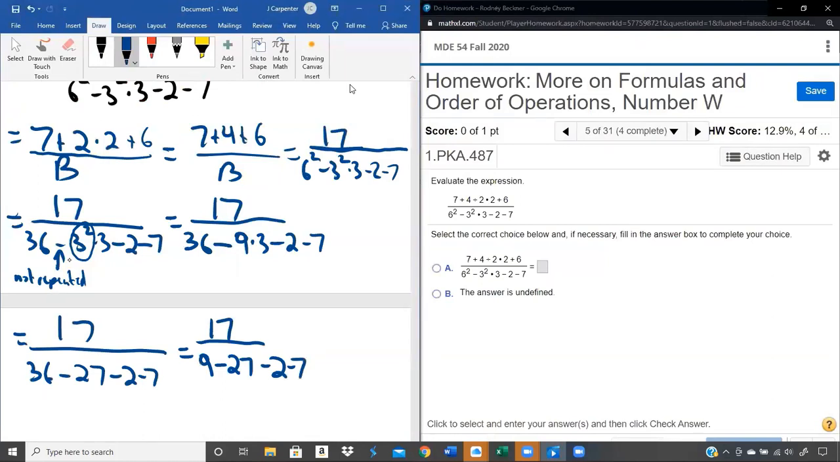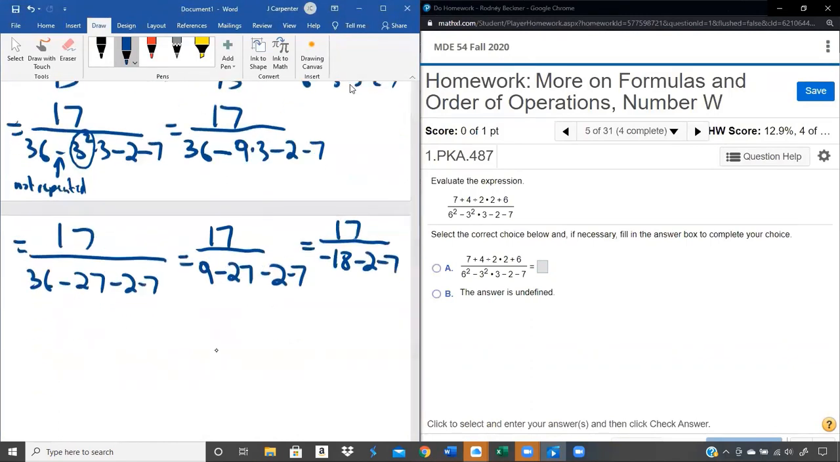All right, then the 9 minus 27, those are opposite signs. So we subtract. 27 minus 9 is 18, but the negative 27 had the larger sign. So this would be 17 over negative 18 minus the 2 minus the 7. We're almost done. 17 over negative 18 minus 2, same sign, add and keep the sign, makes negative 20 minus the 7. Negative 20 minus 7, same sign, add the numbers, keep the sign, so that's negative 27.